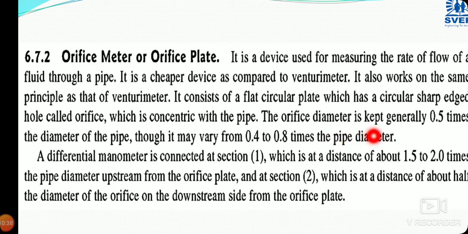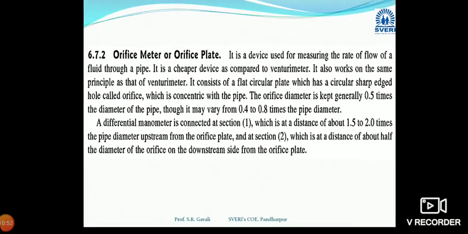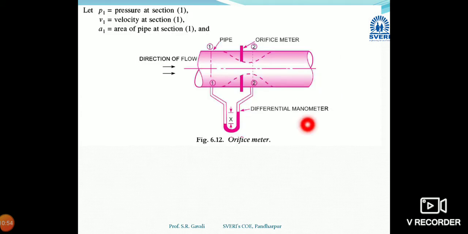The orifice diameter is kept generally 0.5 of the diameter of the pipe, and a differential manometer is connected between the inlet section and the orifice section, and we get the pressure head difference. Here is the orifice plate. Diagrammatically, in the orifice meter there is a manometer connected at the inlet section and the orifice section, where the flow is gradually decreasing. That section is nothing but the contracting section or orifice plate section.